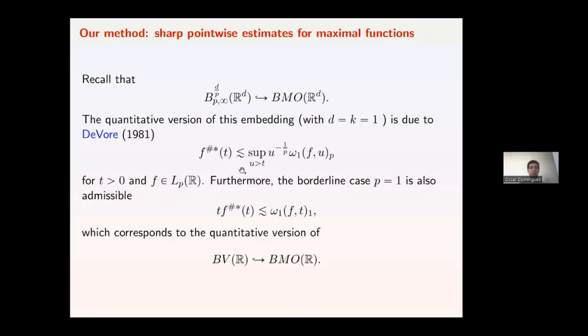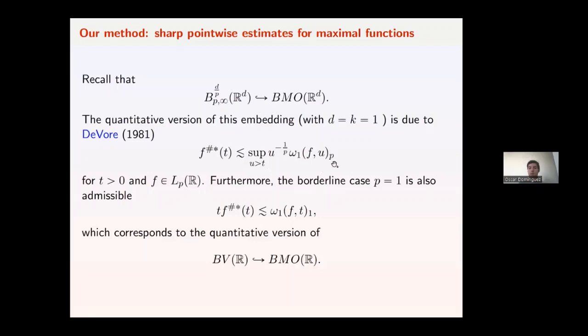Note that once you know this inequality, this embedding follows immediately because you only need to take the limit as t goes to 0 on both sides of this inequality, and then here this will be the L^∞ norm of the sharp maximal function, I mean the BMO seminorm, and on the other hand, if t is equal to 0, this is exactly the Besov seminorm. So this is a stronger statement than this embedding.